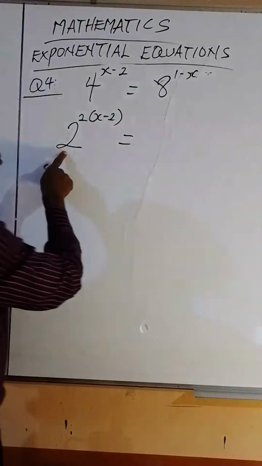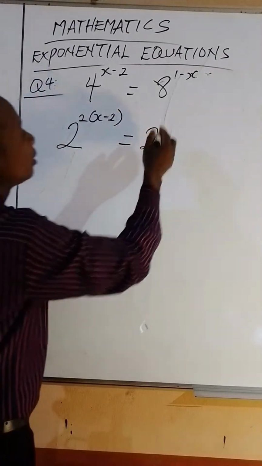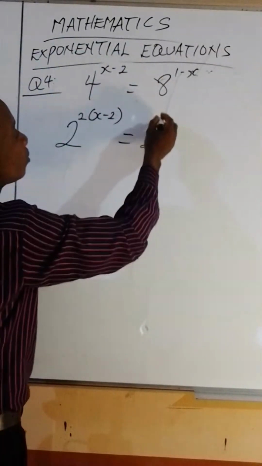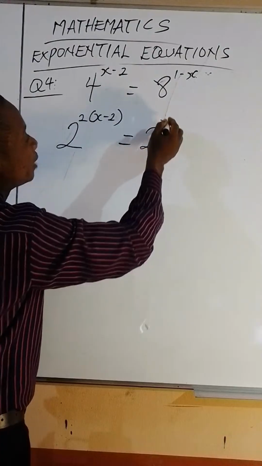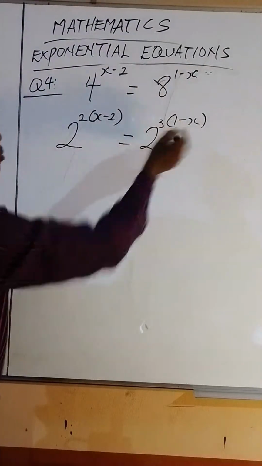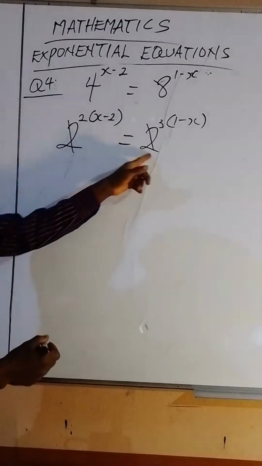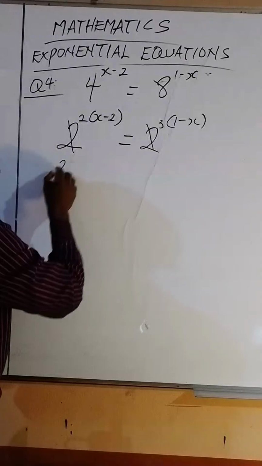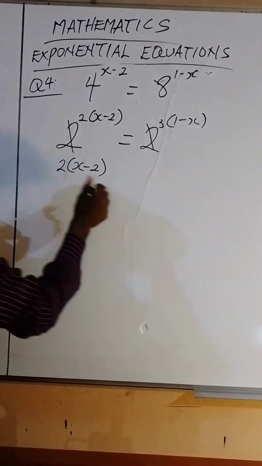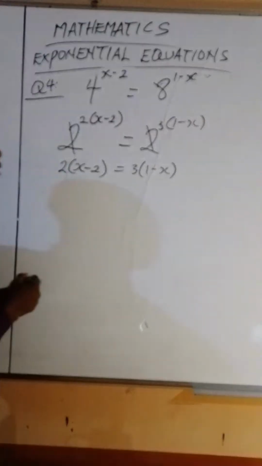And this is equals to, since we already have 2 here, we can do the same thing here. Okay, so just place 2 here. Then what are we going to make the power to give us 8? We'll place 3, right? But that 3 will multiply 1 minus x, to give this. So since we have achieved this, then strike the base out. When we strike out the base, we'll now be left with 2 times the bracket of x minus 2 equals to 3 times the bracket of 1 minus x, right?